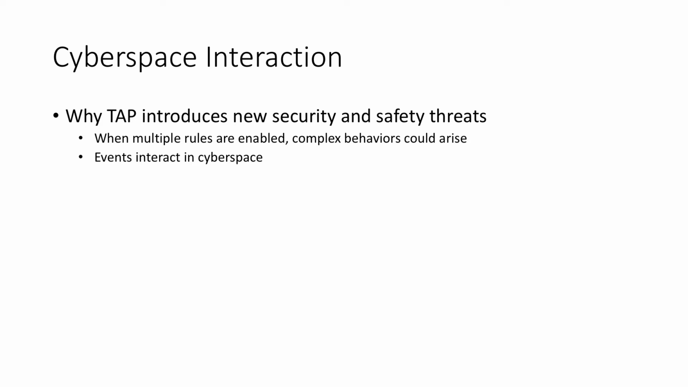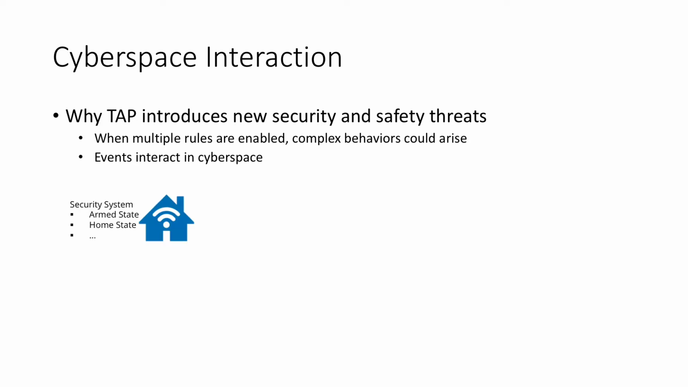Why does TAP introduce new security and safety issues? The complex rules introduce a large understanding space for users, who express their intent in the cyber world, and result in security and safety risks due to rule chains.